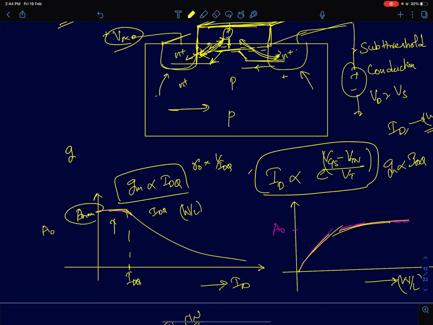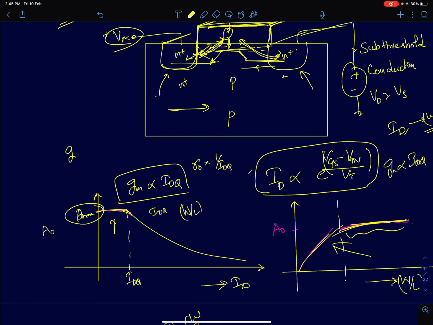In that region, your GM will be proportional to the drain current, so the product of GM and R0 will attain a limiting value. In the same way, in this graph, as you increase your W by L ratio, your VGS will keep reducing, and as VGS reduces and approaches VT, the device will again enter into the subthreshold region. So when it enters the subthreshold region, the gain will no longer increase; it will attain a limiting value. So that's what we have inferred from these equations.